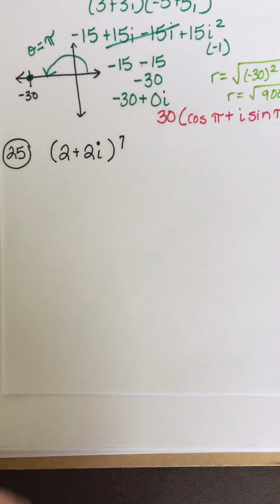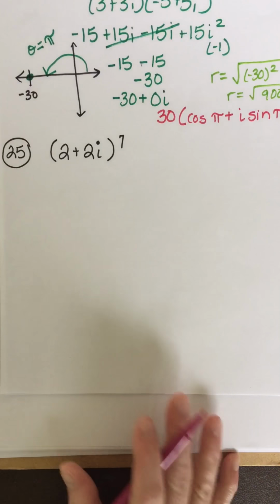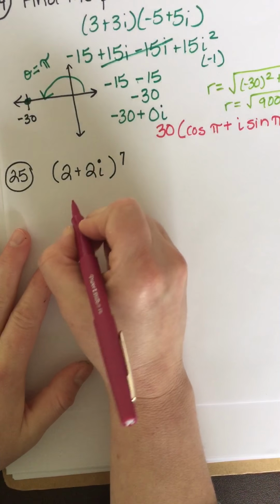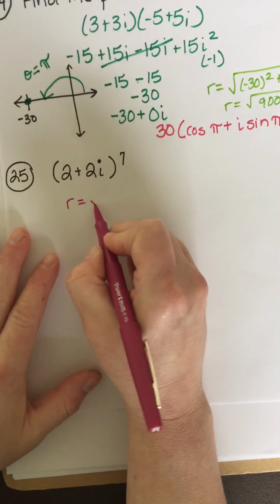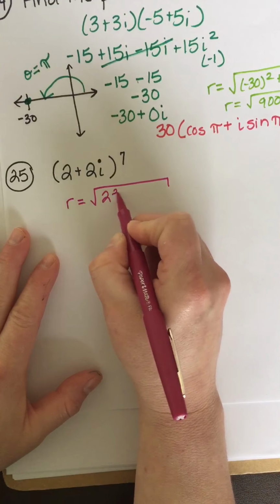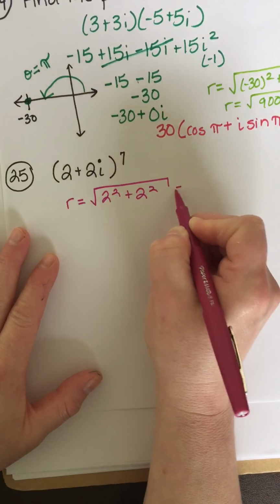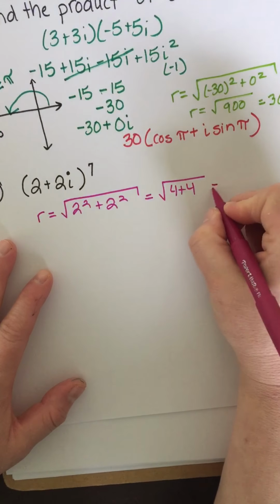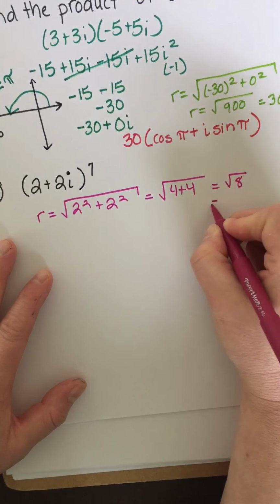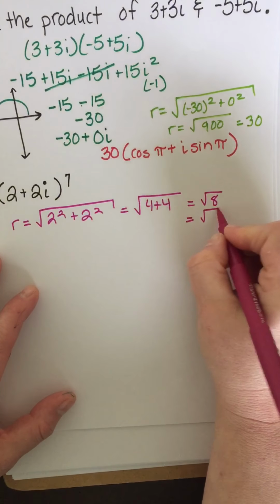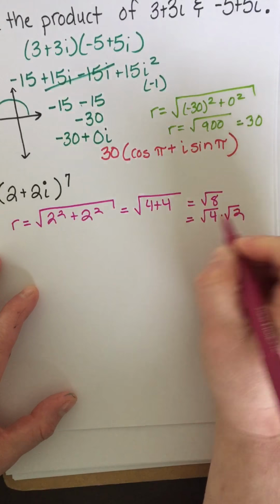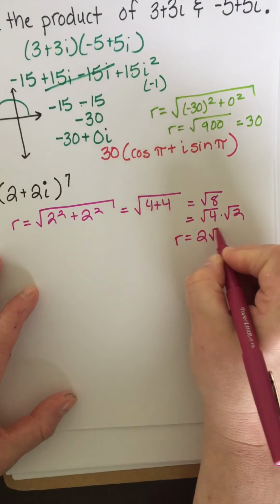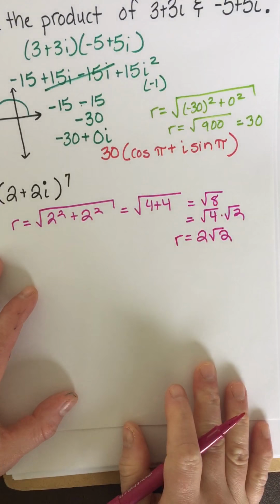And for the last one, it's a doozy. We have to do 2 plus 2i to the 7th. Remember, they want you to change that to polar form first. So let's get our r. r would be the square root of 2 squared plus 2 squared, which is the square root of 4 plus 4, which is the square root of 8. I can think of that as the square root of 4 times the square root of 2. So r is going to be 2 times the square root of 2.